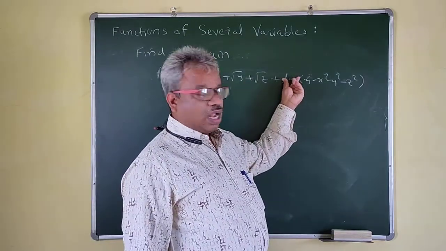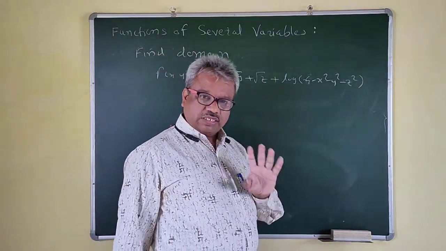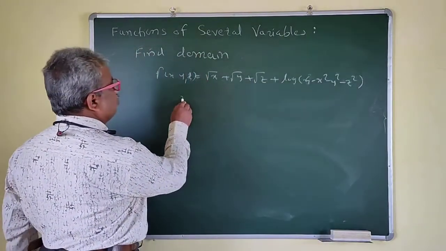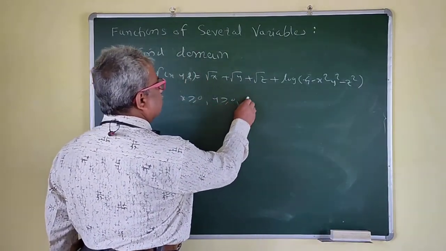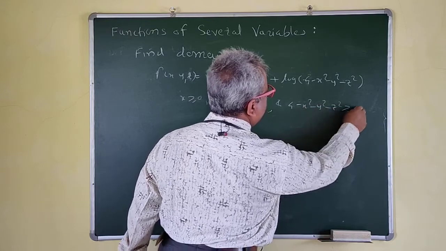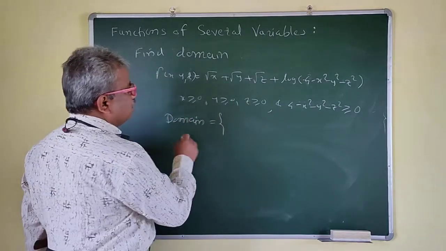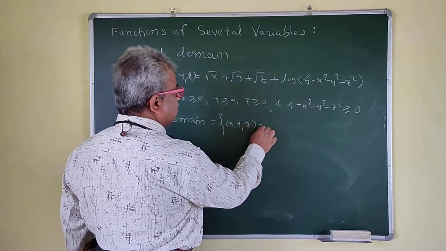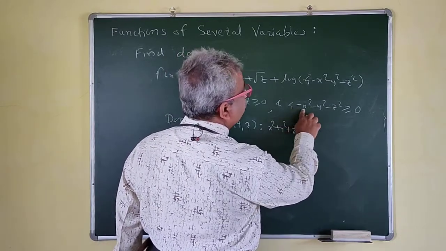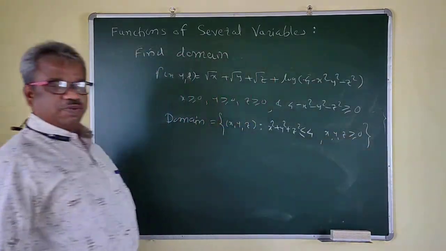Now here it is log, and log of anything, that anything should be positive, because log of 0 does not exist, and log of a negative number does not exist. That means here x, y, z are positive, and this is greater than 0. So x greater than or equal to 0, y greater than or equal to 0, z greater than or equal to 0, and 4 minus x square minus y square minus z square greater than or equal to 0. Then what will be your domain? The domain is equal to the set of x, y, z such that x square plus y square plus z square is less than or equal to 4, and x, y, z all are positive. This will be your domain.